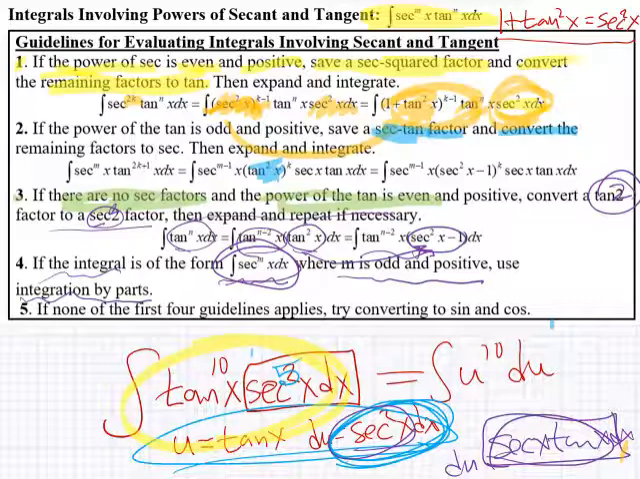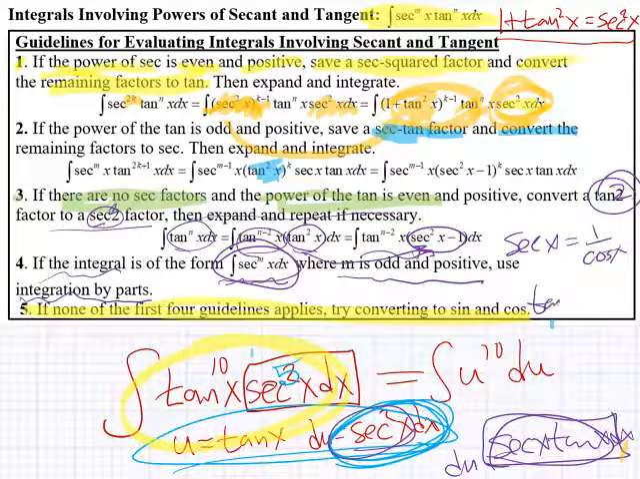If none of these scenarios work for you, the last resort is to just convert everything to sines and cosines. Secant can be written as a cosine, in that secant x equals 1 over cosine x, and tangent is sine over cosine. Convert to sine and cosine, and then revert back to what we did previously.